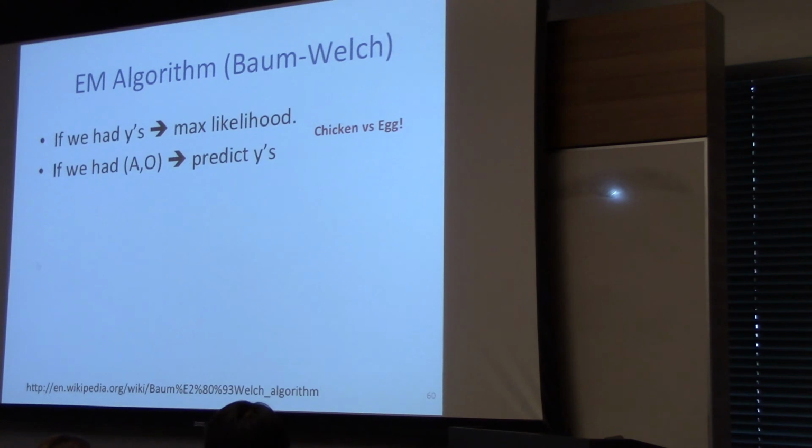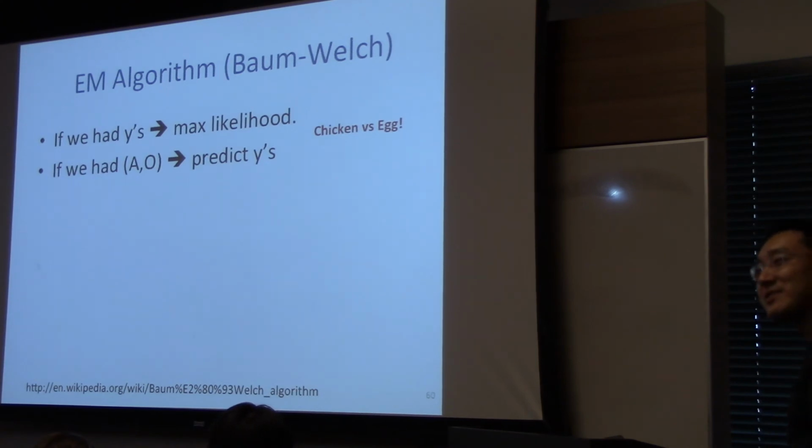Okay, so the way that we would typically estimate parameters for hidden Markov models and any other model with hidden variables at training time is using the EM algorithm, which stands for expectation maximization, also known as Baum-Welch in the hidden Markov model literature. So here's the intuition. If we had the Ys, training the parameters is easy. We just do maximum likelihood. Simple, right? If we had the model, we can predict the Ys. If we had one or the other, it would be done, right? But we have neither. So it's a chicken and egg problem.